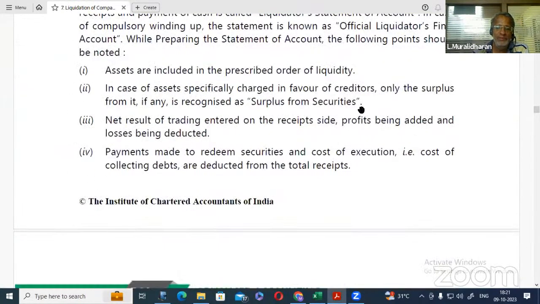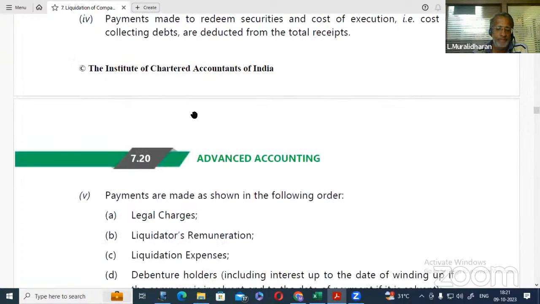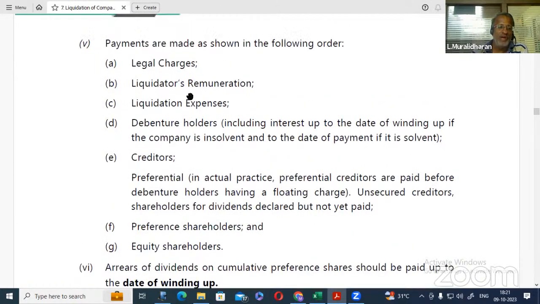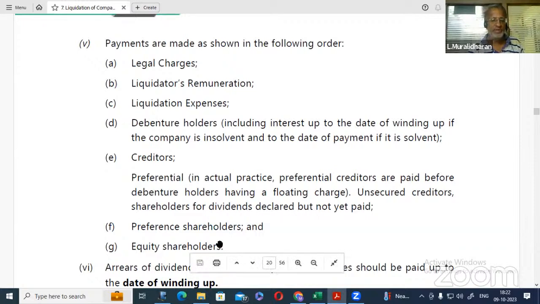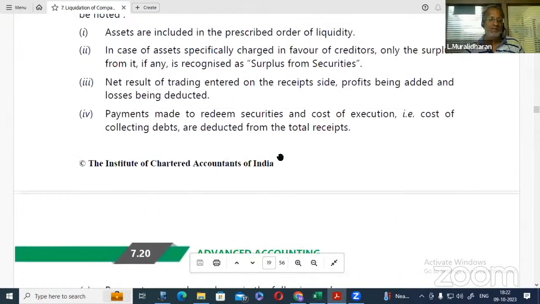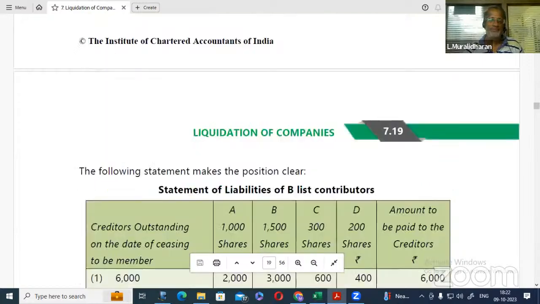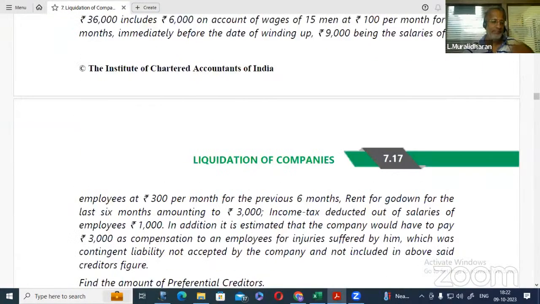Here, payments are to be made in the following order: legal charges, liquidation remuneration, liquidation expenses, debenture holders including interest up to the date of winding up, creditors, preferential creditors. In actual practice, preferential creditors are paid before debenture holders having floating charge. Then unsecured creditors, shareholders for dividend declared but not yet paid, preference shareholders and equity shareholders. This is what you can call a waterfall model. So this is how you are expected to effect payment.